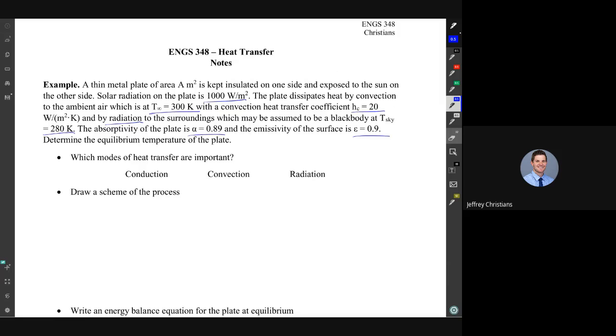Okay, so which modes of heat transfer are important? Yeah, just convection and radiation, right? So we're absorbing stuff from the sun and we're radiating heat and we're absorbing stuff from the sky. So we have a lot of radiation going on. We're insulated from the ground, which is the key word that tells us that no conduction is going on. Okay, so insulated on one side. Draw a scheme of the process.